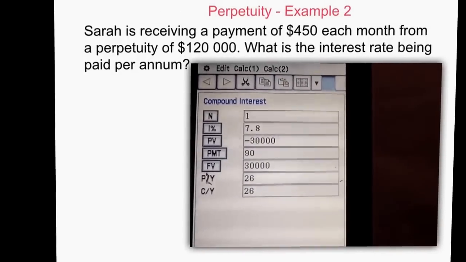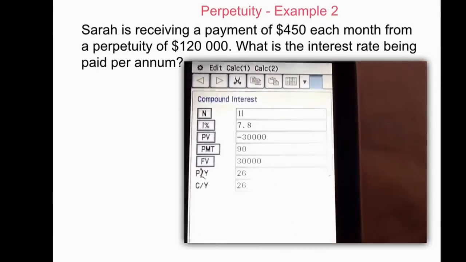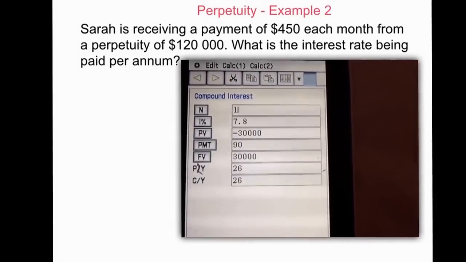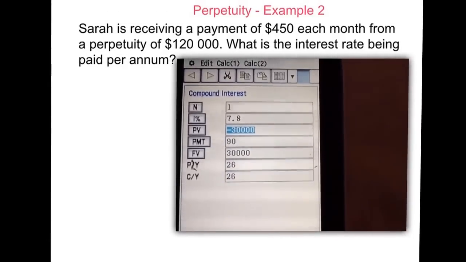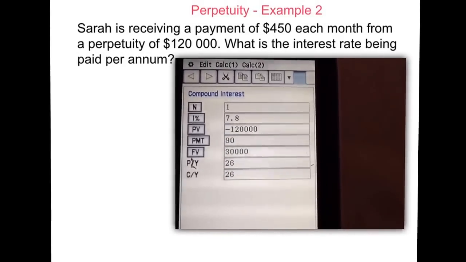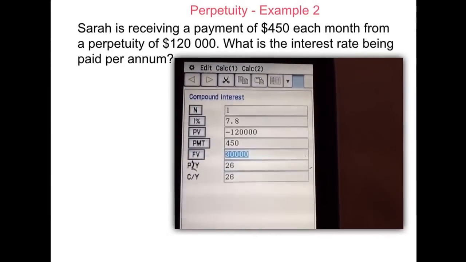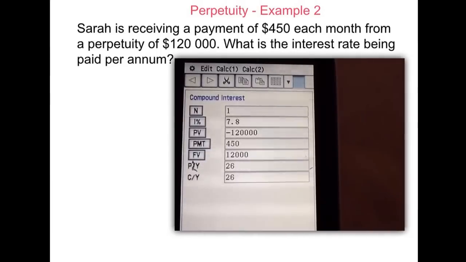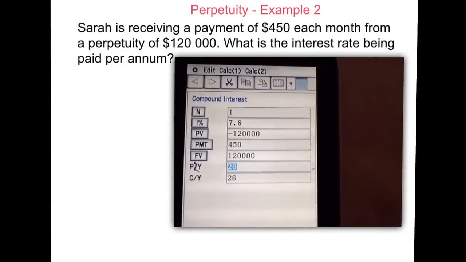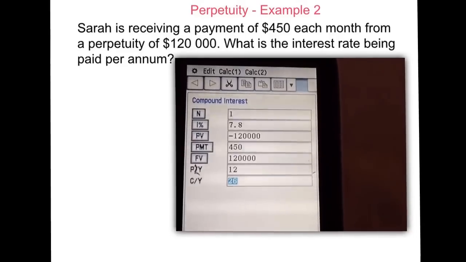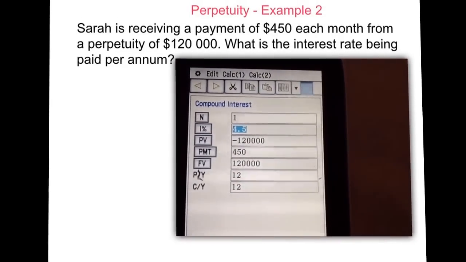We can also do this on our TVM solver. What we're trying to find out is I. So N, we can put in any value, just keep it as 1. PV is negative 120,000. PMT is 450. Future value 120,000. The interest is being paid and the payments are being made per month, so 12 and 12, and work out I, and it gives us 4.5%.